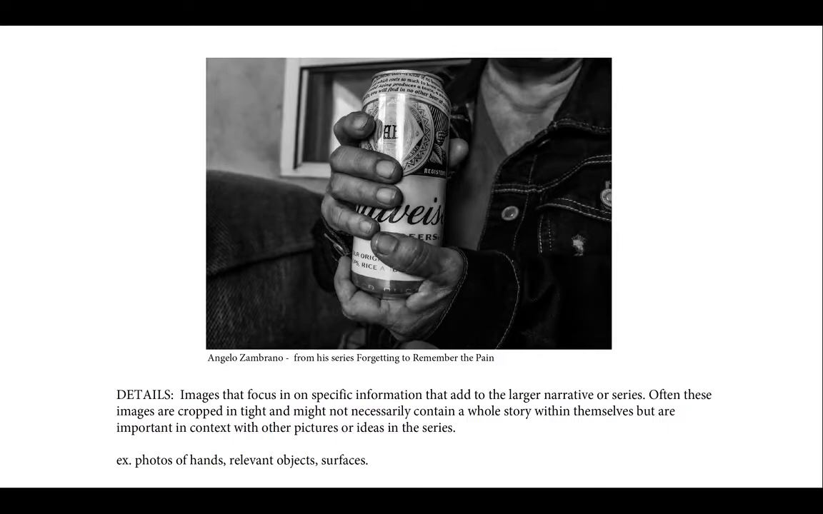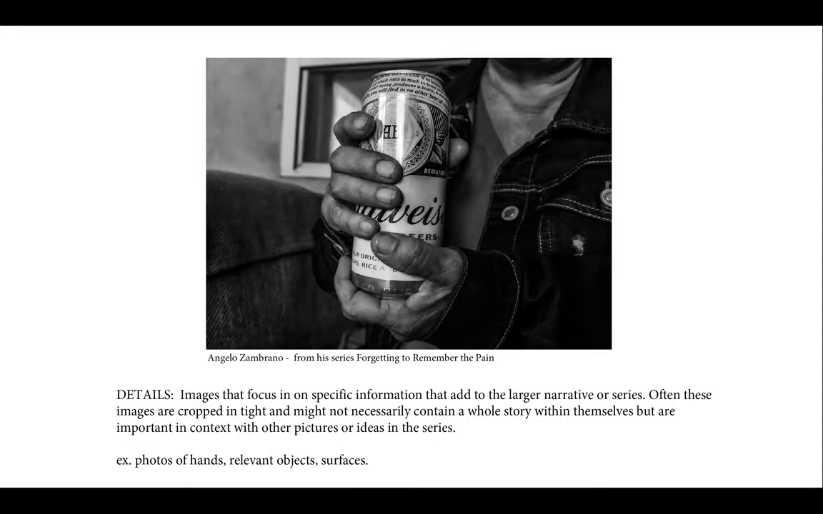Details are extremely important and often go overlooked when we start to think about what makes a good documentary. But details are so important because they are those little things that can carry lots of symbolism, that can carry lots of supplemental information, that are sort of tiny, and without them, our story starts to feel empty and falls apart. They're the glue that holds everything together. So when we think about details, think of images that focus in on specific information that add to the larger narrative, add to this series.